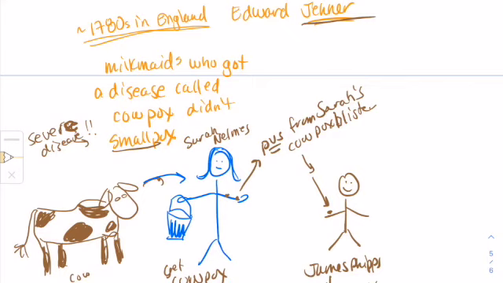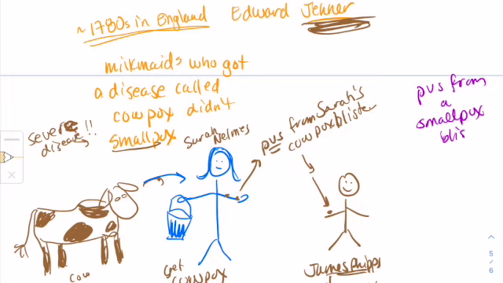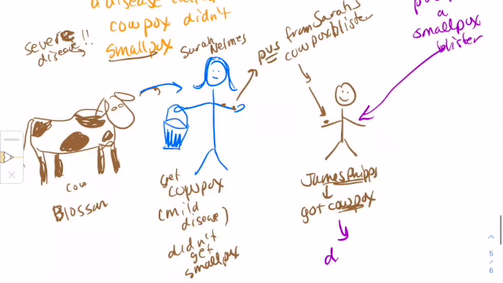Duh, no kidding. Then Jenner did something that you never, ever could do anymore. This is horrible without informed consent. I mean, I don't know, maybe he asked the kid's family if it were okay, underage. After James Phipps got cowpox and recovered from it, he challenged him and took pus from a smallpox blister and infected James with it. James did not get smallpox.